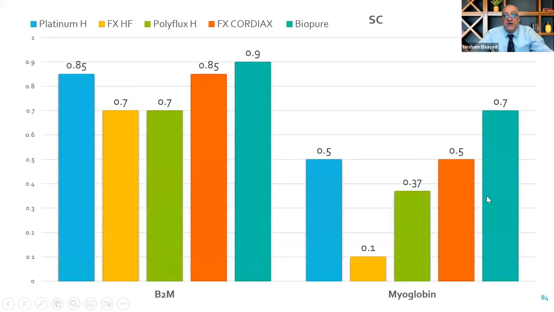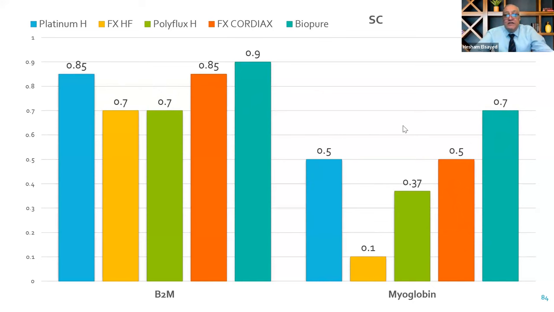Sieving coefficient is different between different dialyzers. If you read the manufacturer data from the internet, you can find there is a lot of difference between, for example, Platinum FX, Polyflux and FX CorDiax. All are nearly equal in beta-2 microglobulin, which is 11,000. However, for myoglobin, which is 17,000, you can see a difference starting from 0.1 for FX, 0.5 for CorDiax, Polyflux and others, and ending with Superflux here, 0.7.